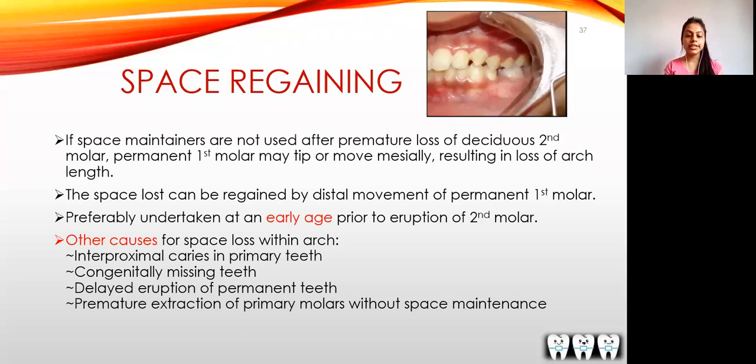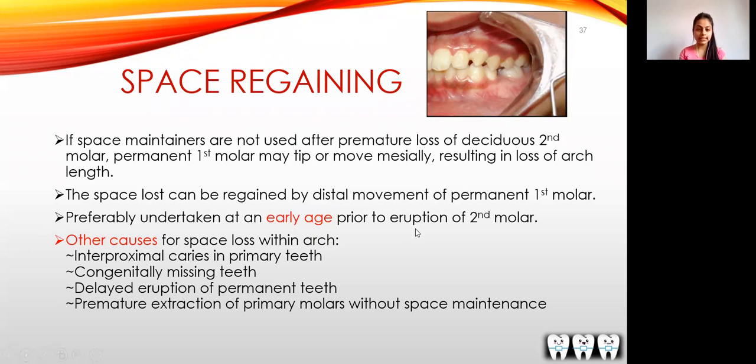It is generally undertaken at an early stage, prior to the eruption of the second molar. Some of the causes for the space loss within the arch are interproximal caries, congenitally missing teeth, delayed eruption of permanent teeth, or premature extraction of the primary molars without space maintenance.